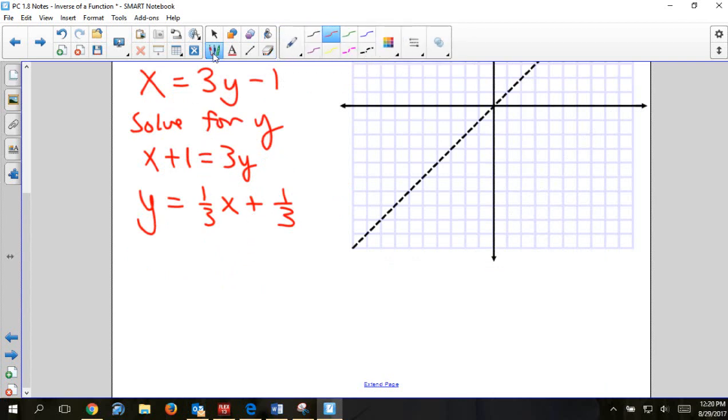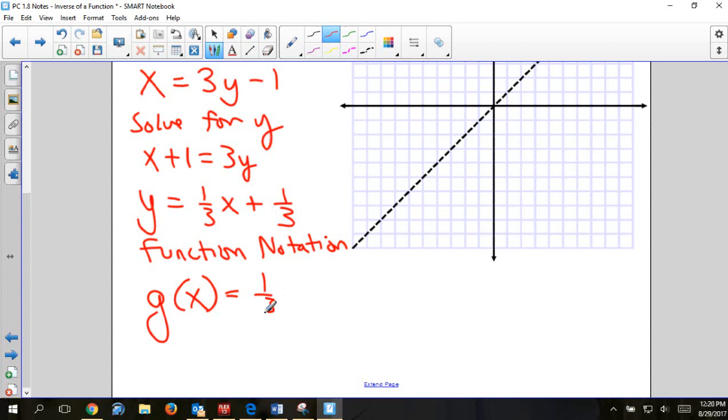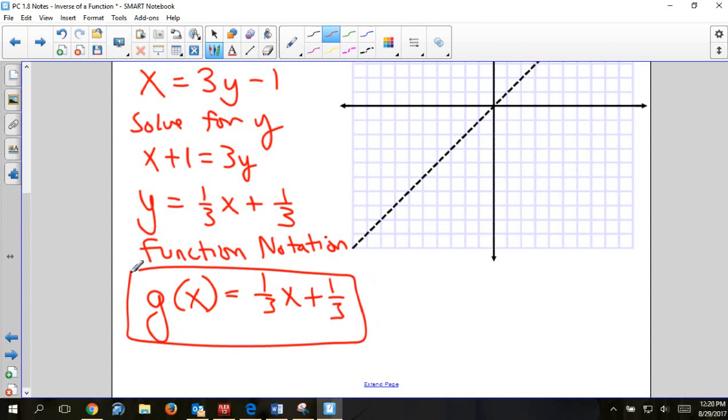And I get, what? Question? So I get y equals 1/3 x plus 1/3. And then there's one more step. This is a function, so we're going to write it back in function notation. And function notation would mean that we have the g of x in front instead of the y. So that would be our inverse function.